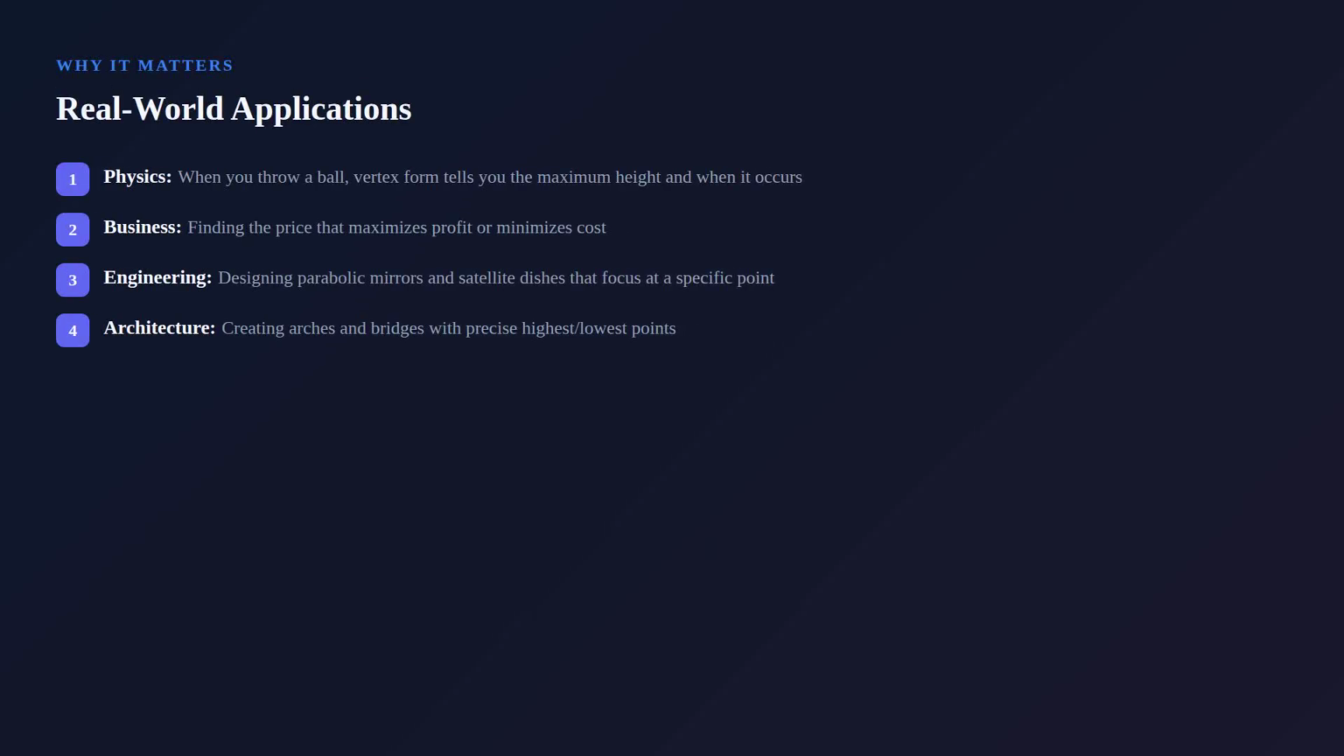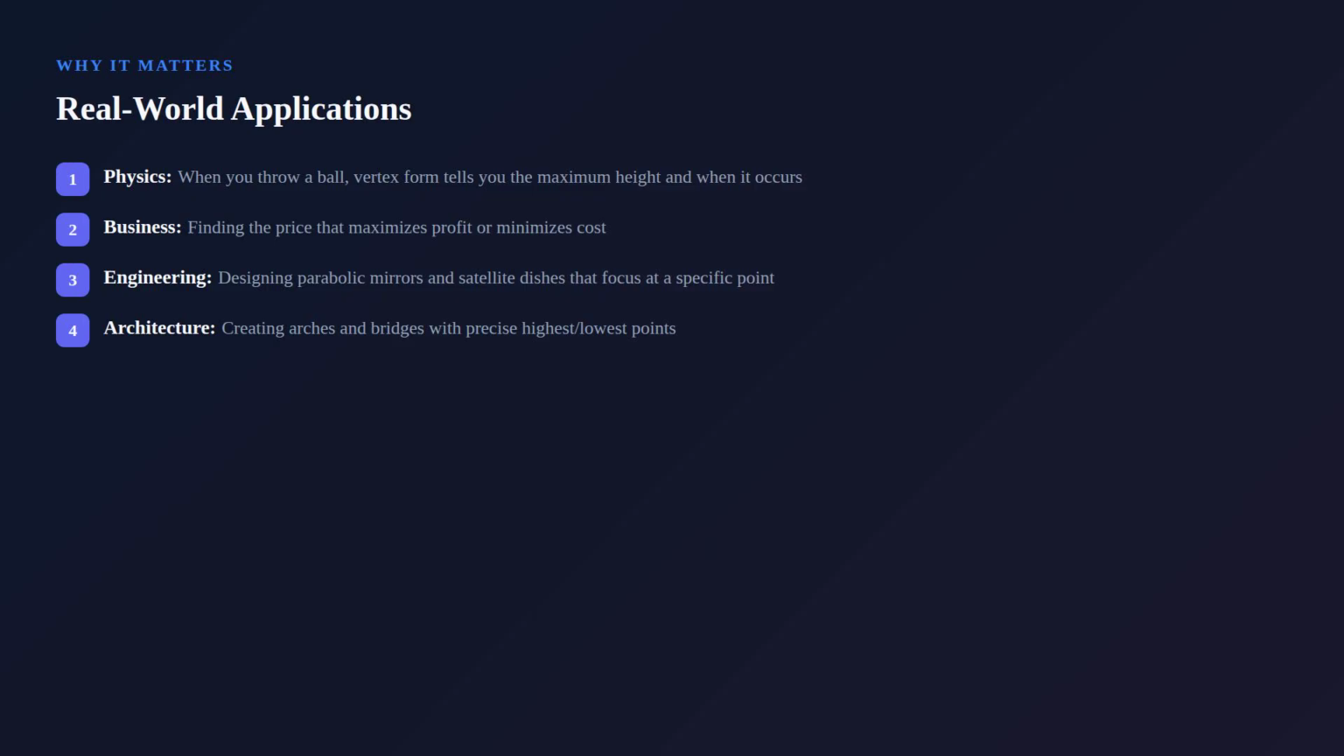Why does this matter? Vertex form is incredibly useful because it immediately reveals key information about a parabola. Physics: when you throw a ball, vertex form tells you the maximum height and when it occurs. Business: finding the price that maximizes profit or minimizes cost.